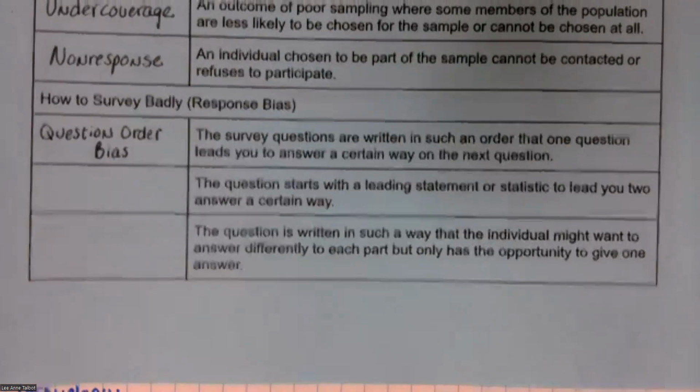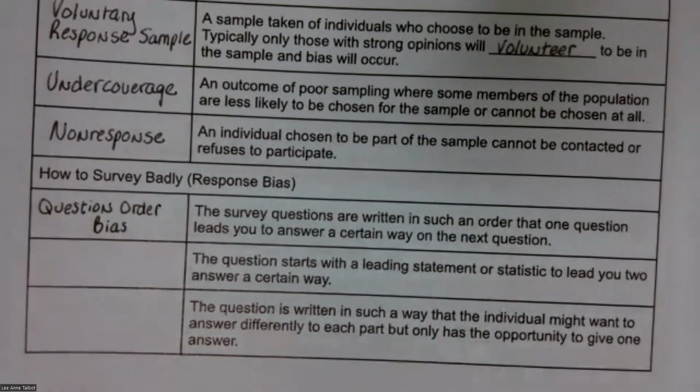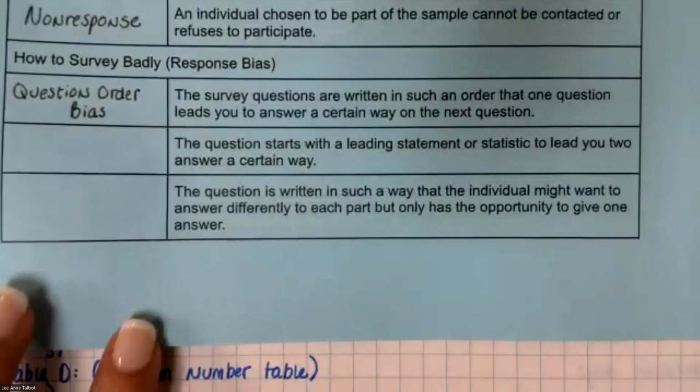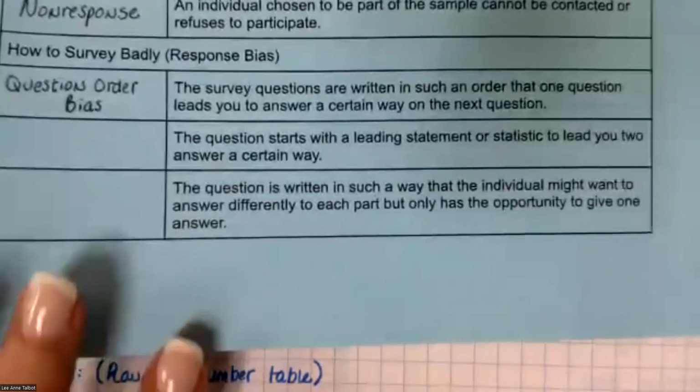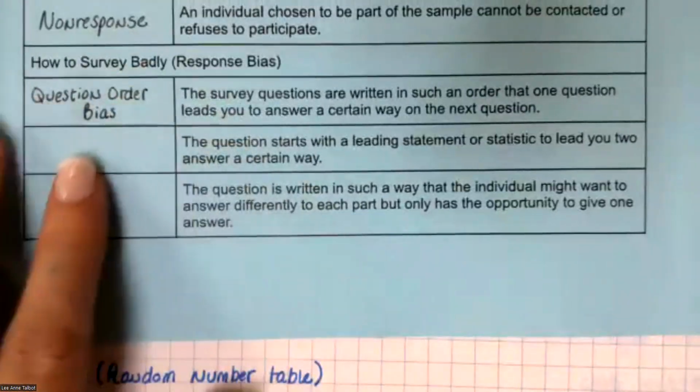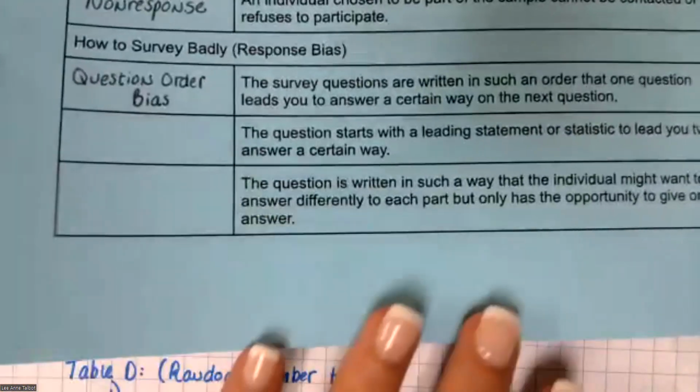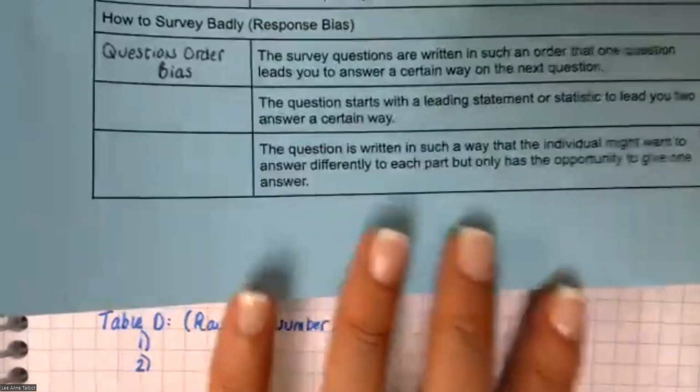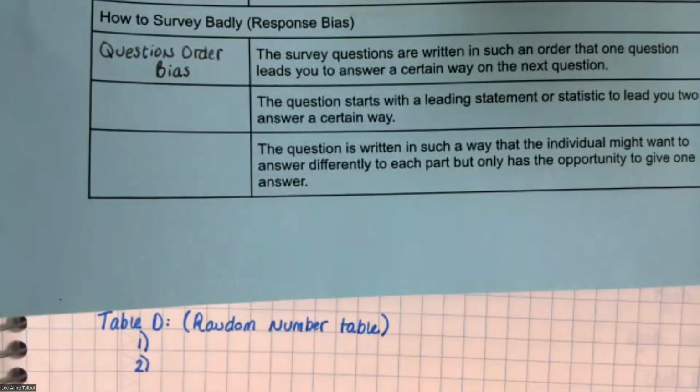Let me give you an example of question order bias. The way the questions are ordered. For example, do you like bunnies? Do you think it should be legal to hunt rabbits? So that's a question order bias.